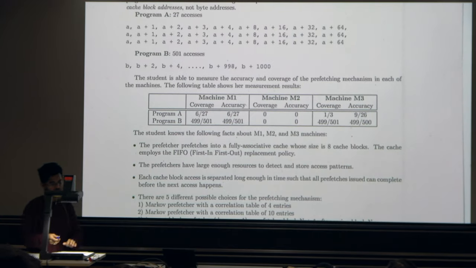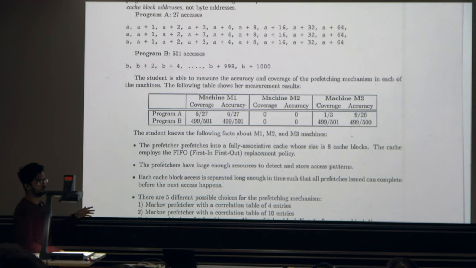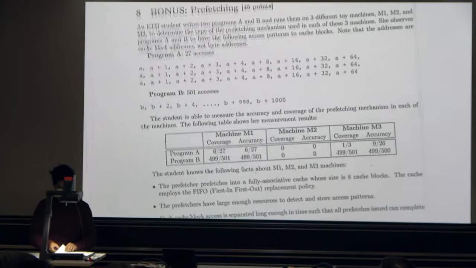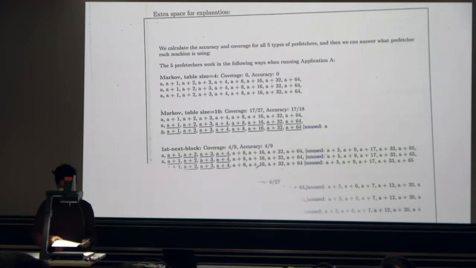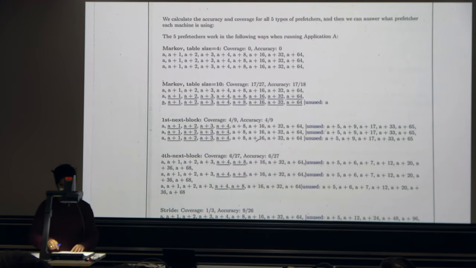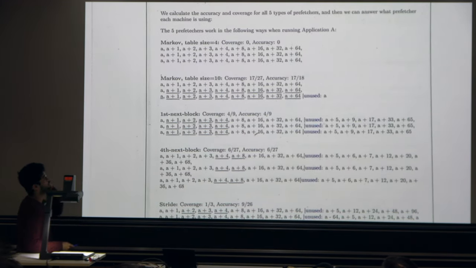So the first approach to solve this problem, whenever you see this kind of question in an exam, is to simply go with the program access pattern and evaluate how these five types of prefetchers would behave for this access pattern. So I'm jumping straight towards the solution itself. I have the solution printed out because it's too much writing, but let's go through it.